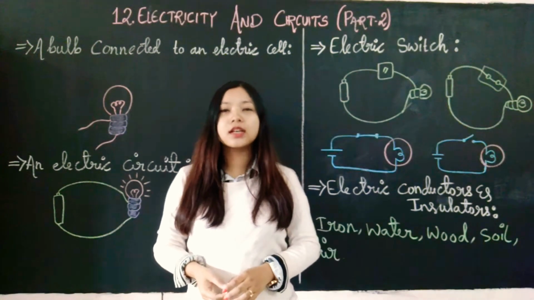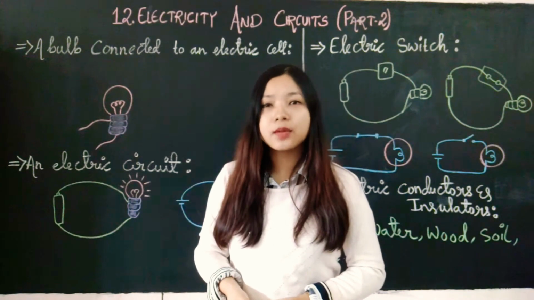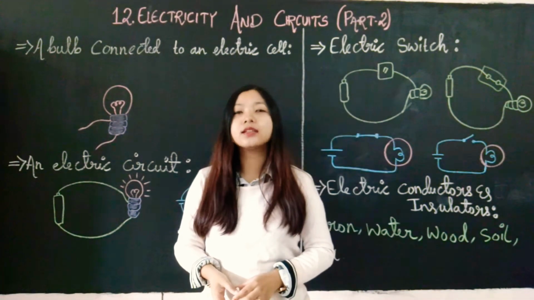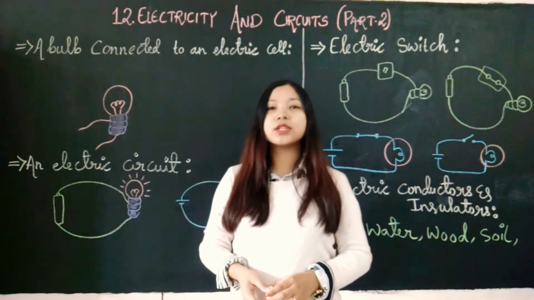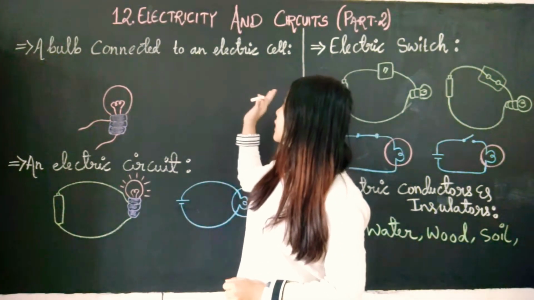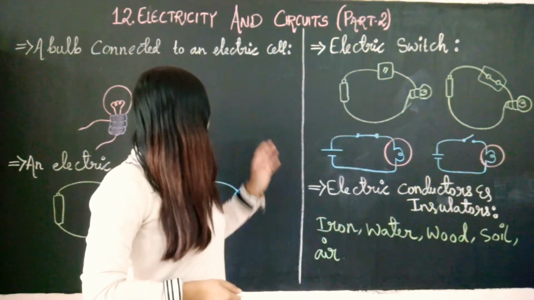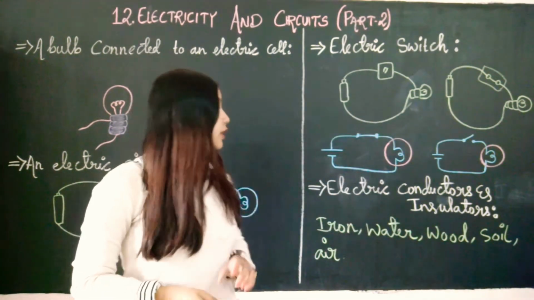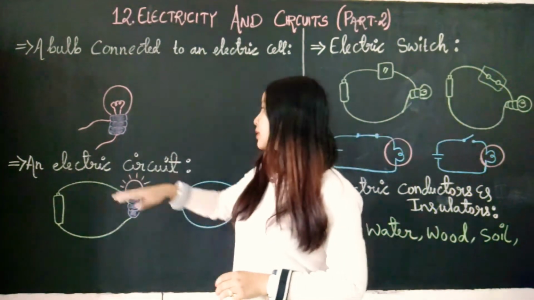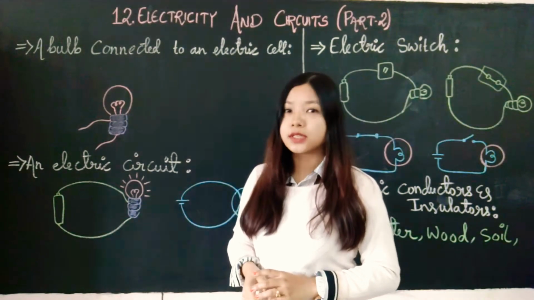Hello students, today we are going to see the second part of our 12th chapter, that is electricity and circuits. In this video we are going to discuss some topics like how a bulb is connected to an electric circuit, then electric switch, electric conductors and insulators, and electric circuit. So these are some of the topics to be discussed today.